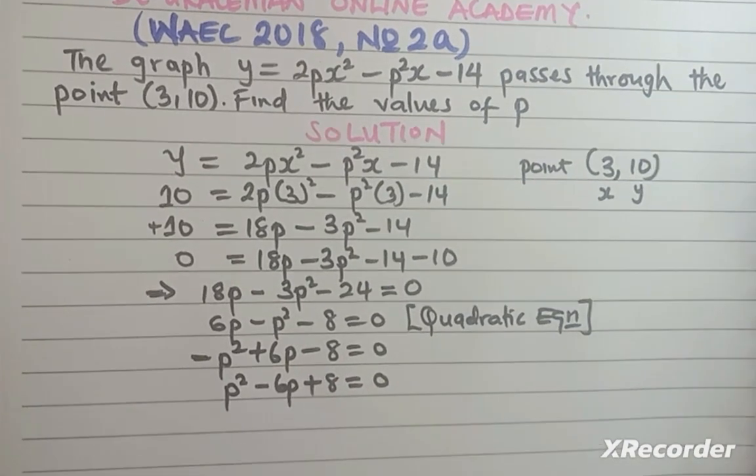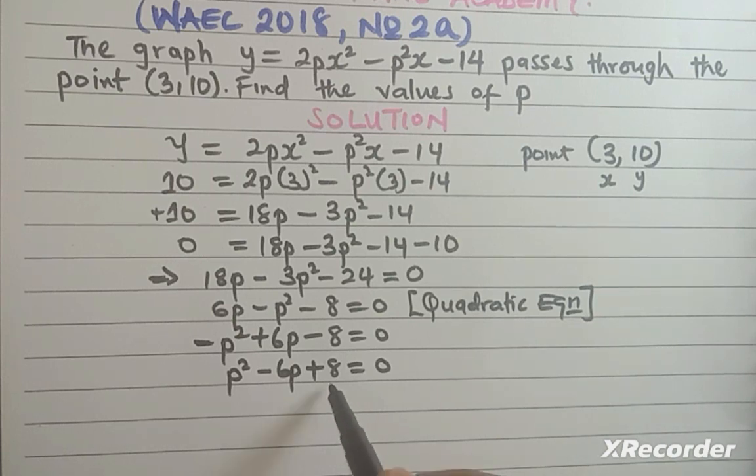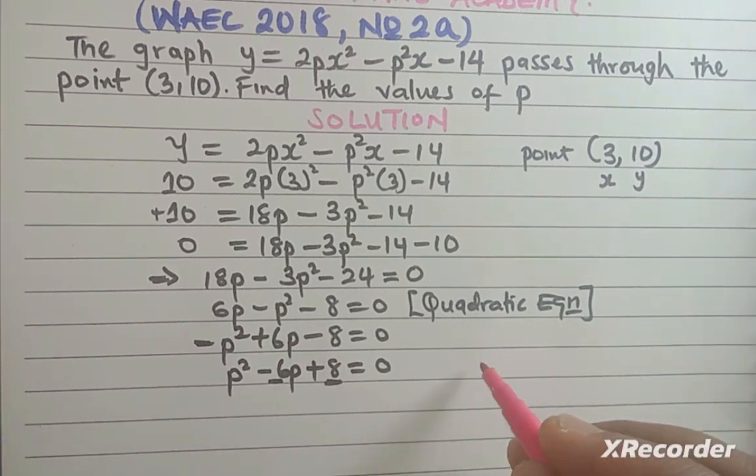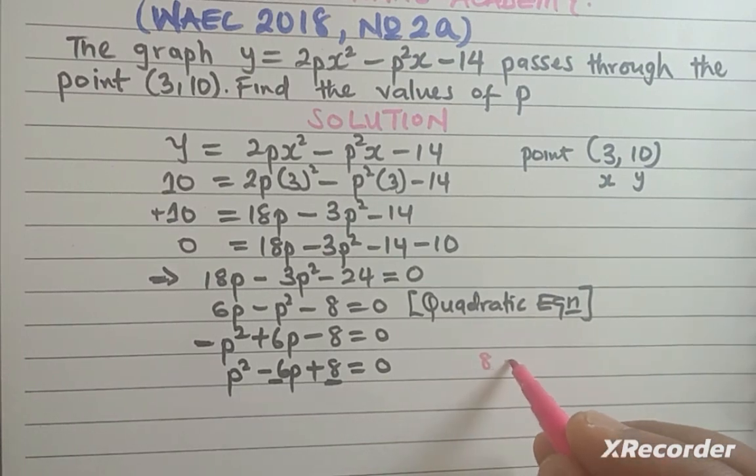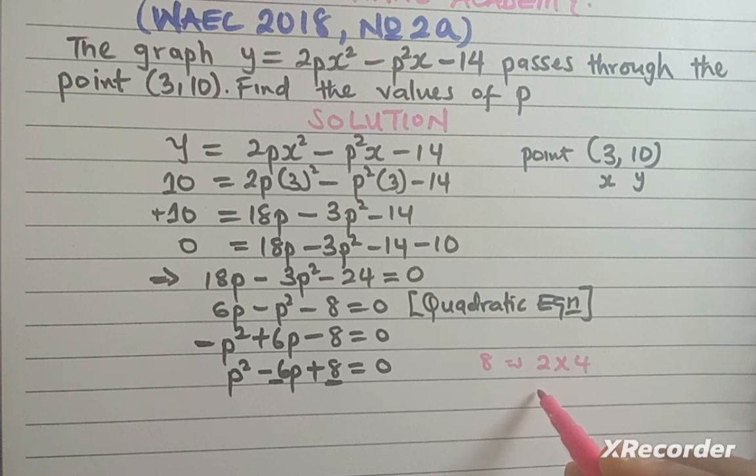Now what we need to do is to factorize. We look for two numbers such that when you multiply them together, they will give you 8, and when you add them together, they will give you minus 6. Now let's look at the number 8. 8 can be obtained by using 2 times 4. 8 can be obtained by using 1 times 8. The one that will likely give us minus 6 is this particular one. And how do we arrange it to give us minus 6? We say minus 2 minus 4.